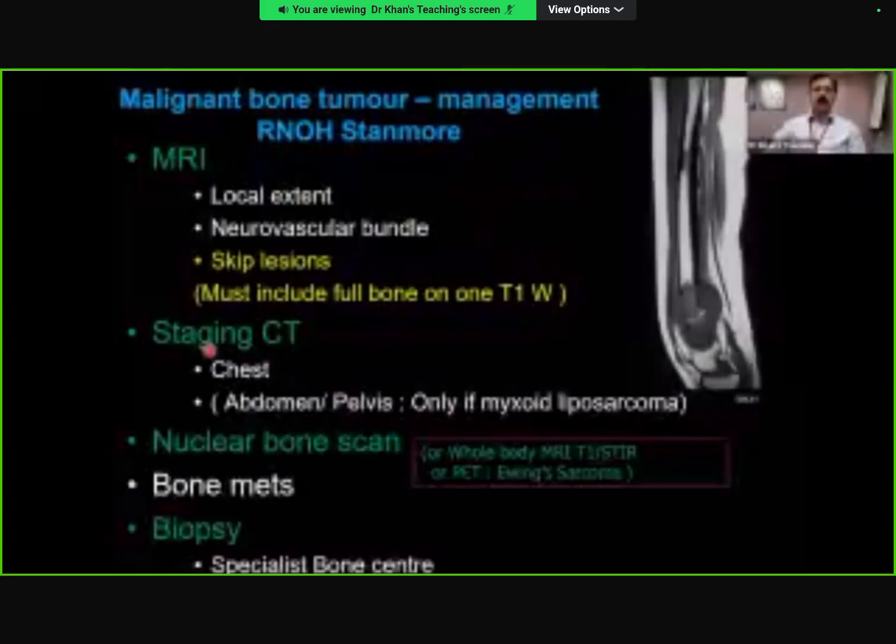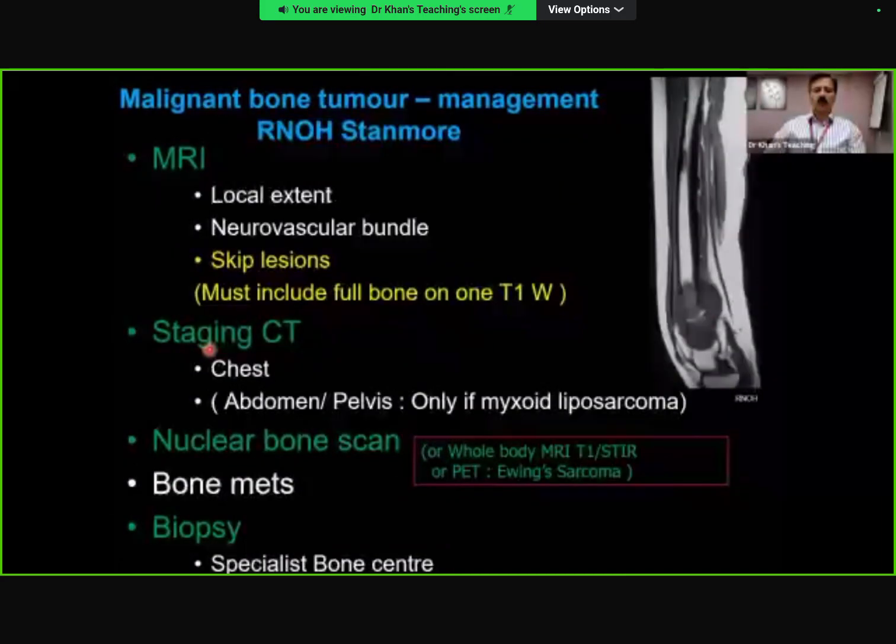For staging purposes, usually RNOH people just do a non-enhanced CT chest, because tumors usually go to the chest, and for that you don't require any contrast. However, because this center also deals with soft tissue tumors like liposarcomas, etc., for that a CT chest, abdomen, and pelvis is advised. In any case, in the exam, if you say CT chest or CT chest, abdomen, and pelvis, it doesn't matter. Then we do bone scans, to look for any metastasis.